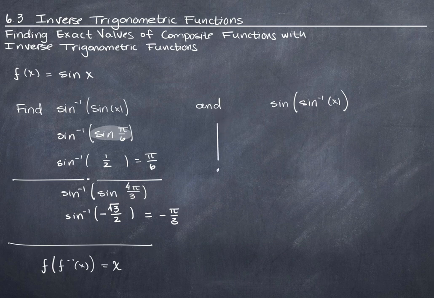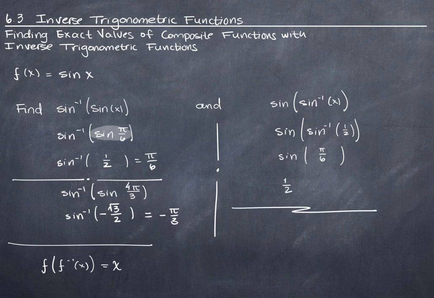On the other hand, we can have easy and hard versions of this problem as well. We can have questions like find the sine of the sine inverse of a half. Well, we know that the sine inverse of a half is pi over 6. And we also know that the sine of pi over 6 is a half. So there you have it. That's it. We're done. What if I ask you to find the sine of the sine inverse of 2?